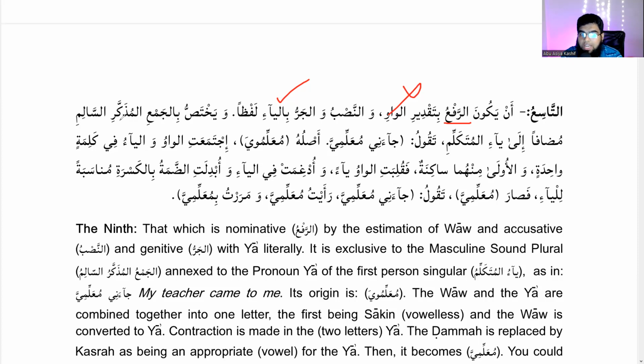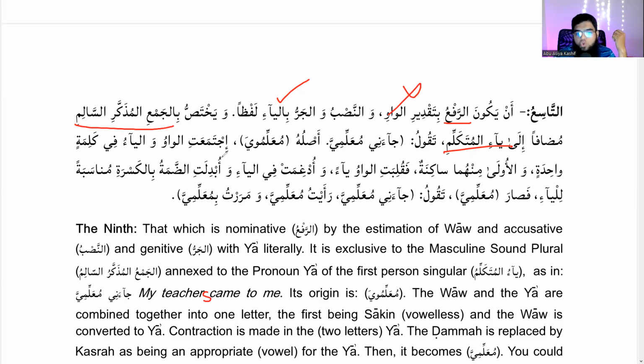ويختص بالجمع المذكر السالم مضافا إلى ياء المتكلم. It is also for Jama Mudhakkar Salim, sound masculine plural. But which sound masculine plural? مضافا إلى ياء المتكلم, which is made mudaf to a ya mutakallim. When you add ya, my Muslims, or my teachers. For example, جاءني معلمية. What is this معلمية? My teachers came to me. It should be teachers, plural. My teachers came to me.